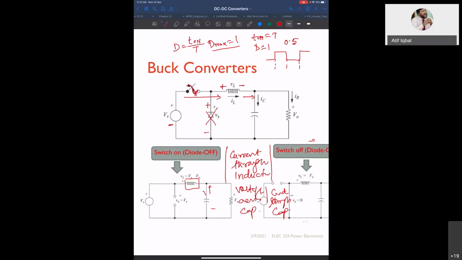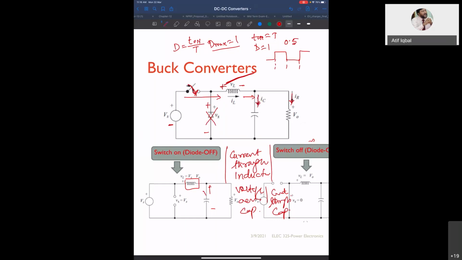And when we charge the inductor, what happens? The current through the inductor will rise. The current through the inductor will rise. And this is how the capacitor current flows, and this is how the output load current flows.